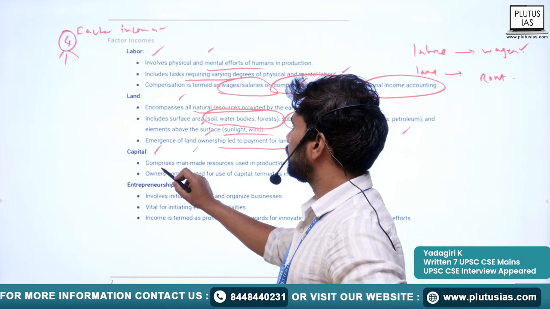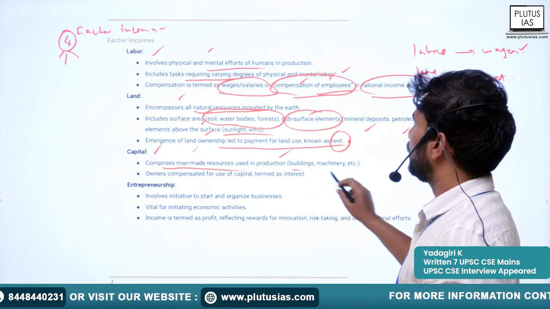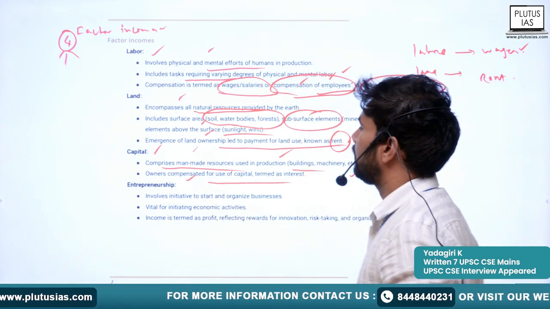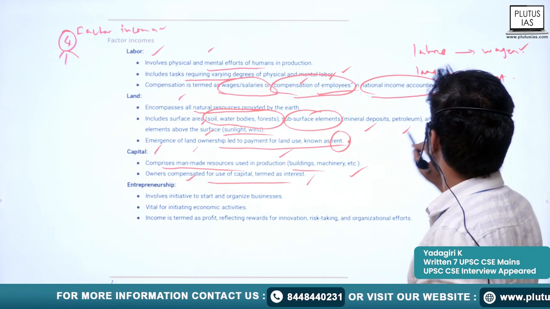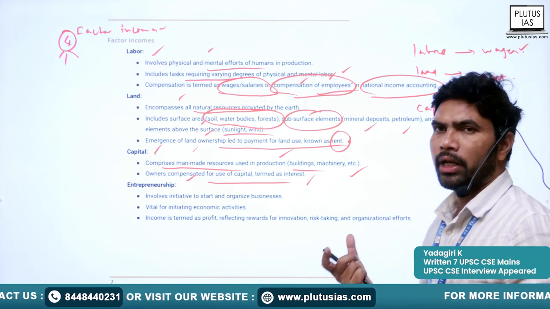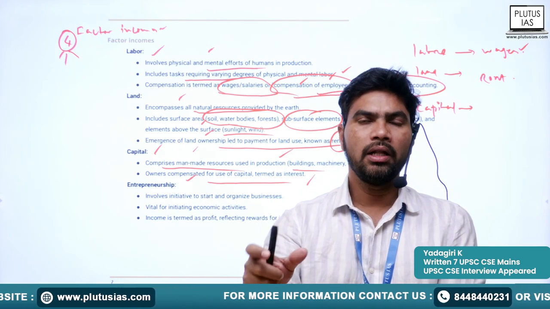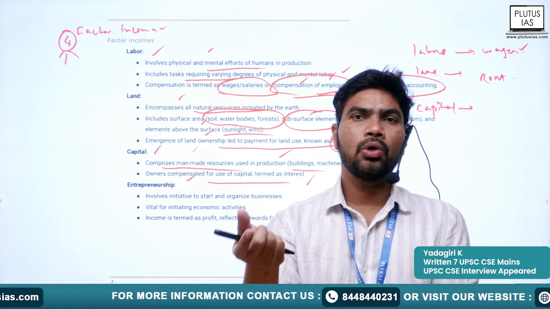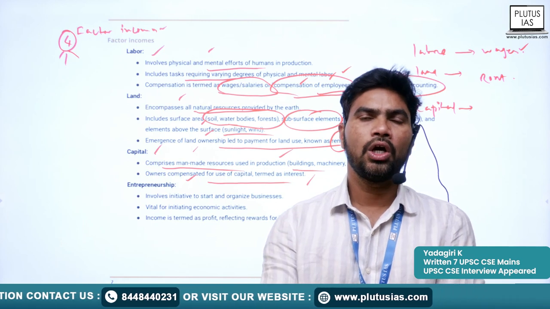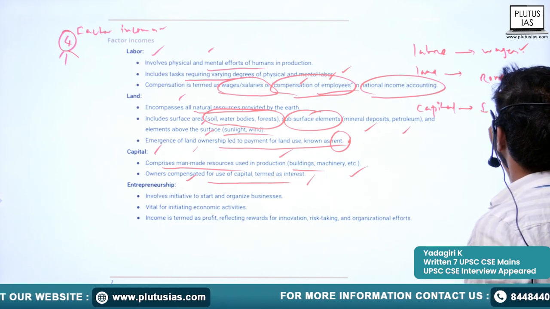Next is capital. It encompasses man-made resources used in production, such as buildings and machinery. Owners who are compensated for the use of capital receive what is termed interest. Capital can also be in the form of money. A person who has monetary resources will lend it to the entrepreneur. The entrepreneur who has taken the loan will pay interest to the person who has lent him the money. So capital earns interest.